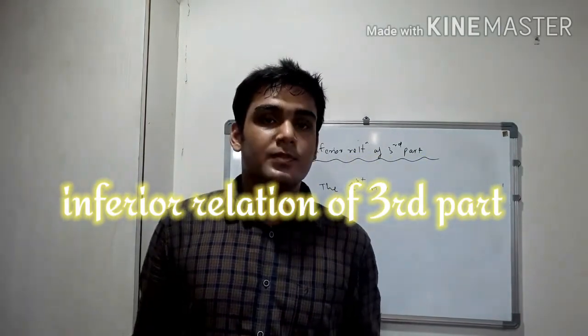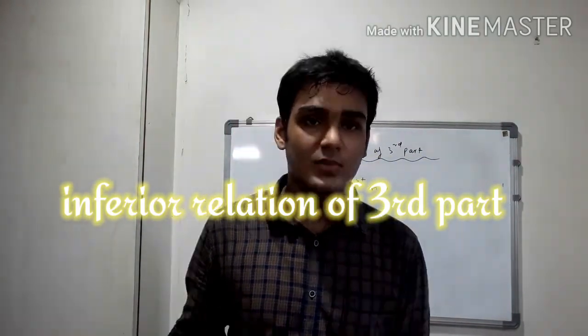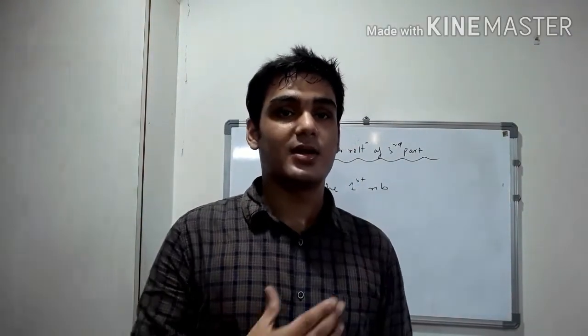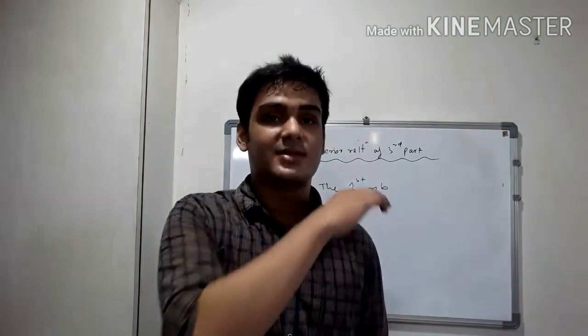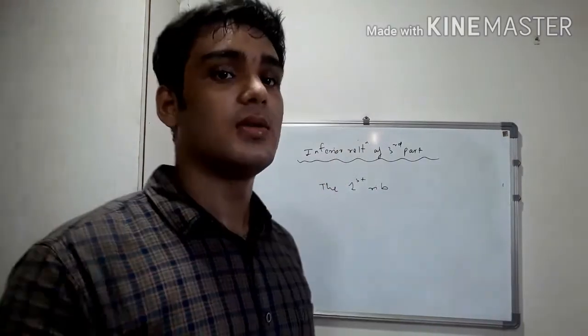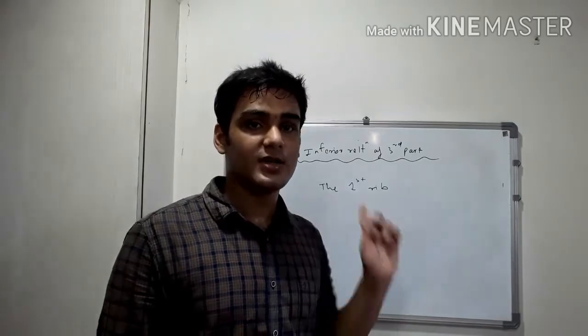Now talking about the inferior relation of the third part of the subclavian artery, it's clearly seen in the diagram which I drew earlier to depict the origin of the subclavian artery and its three parts, that the first rib lies below the subclavian artery. So the inferior relation of the third part is the first rib.